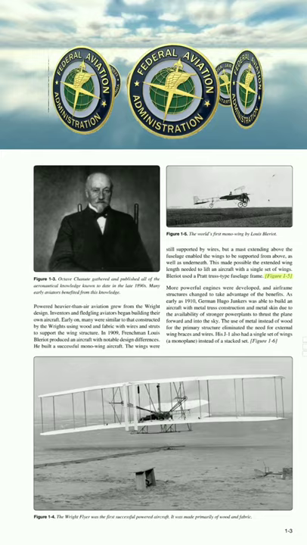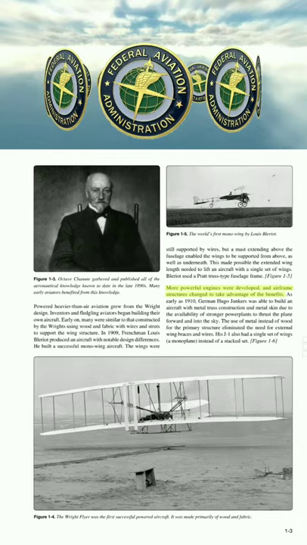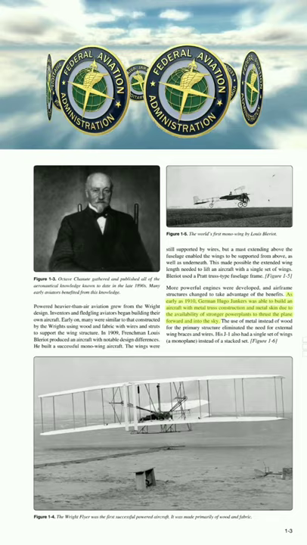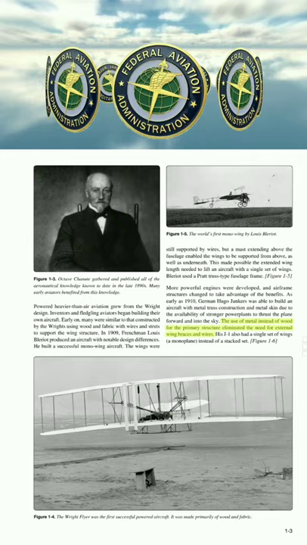Figure 1-5. More powerful engines were developed, and airframe structures changed to take advantage of the benefits. As early as 1910, German Hugo Junkers was able to build an aircraft with metal truss construction and metal skin due to the availability of stronger power plants to thrust the plane forward and into the sky. The use of metal instead of wood for the primary structure eliminated the need for external wing braces and wires. His J-1 also had a single set of wings, a monoplane instead of a stacked set.